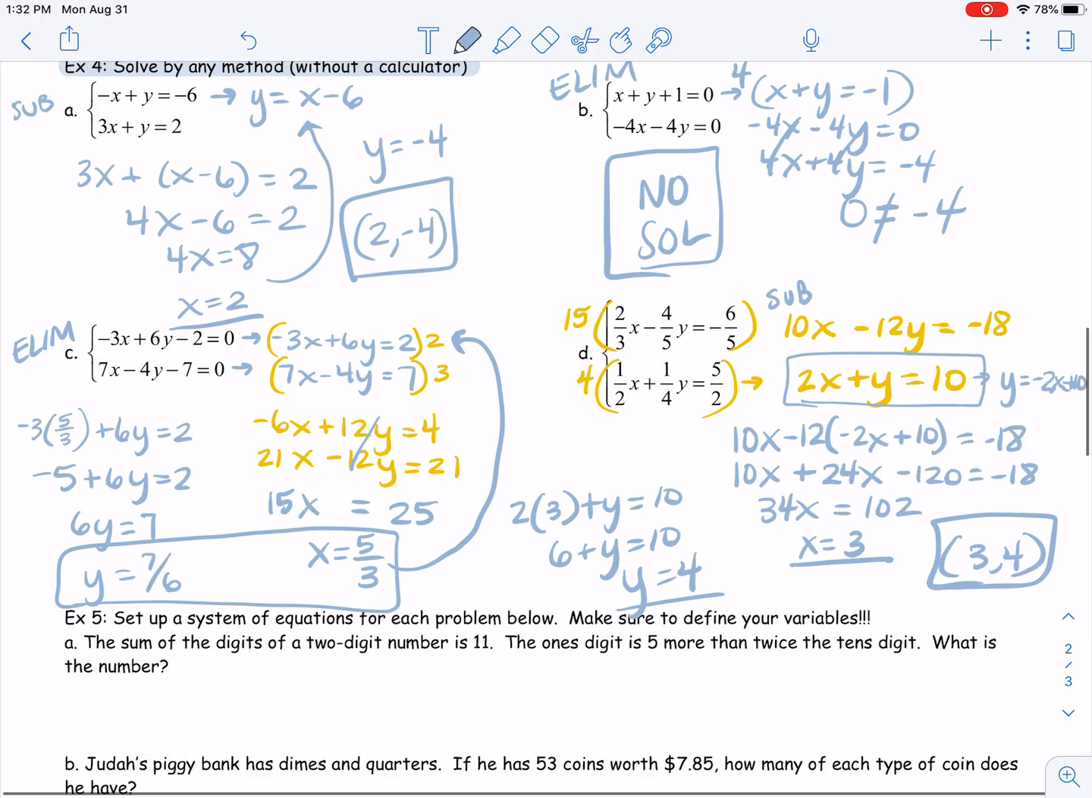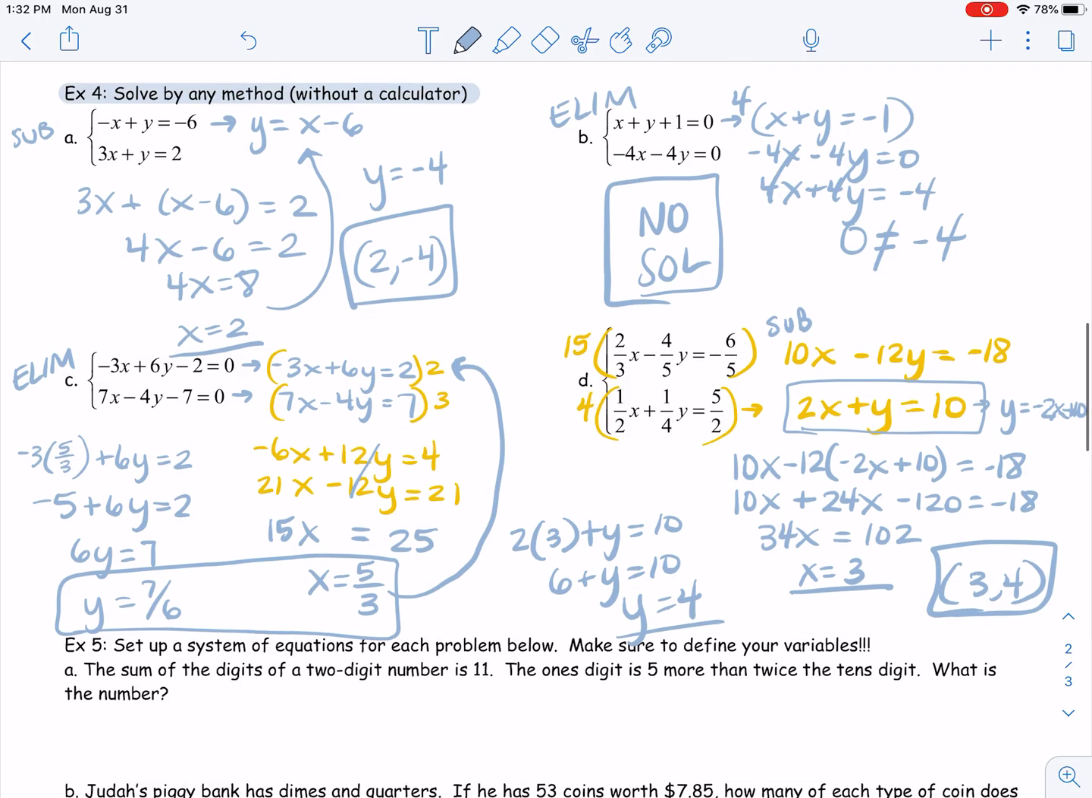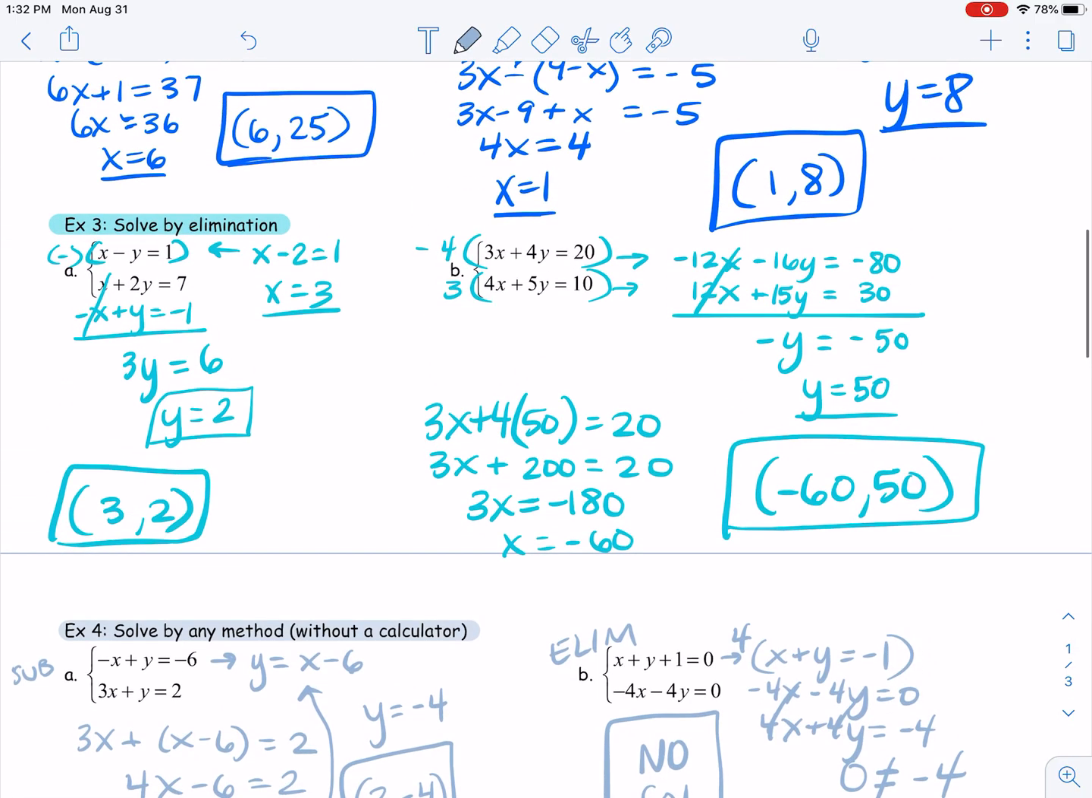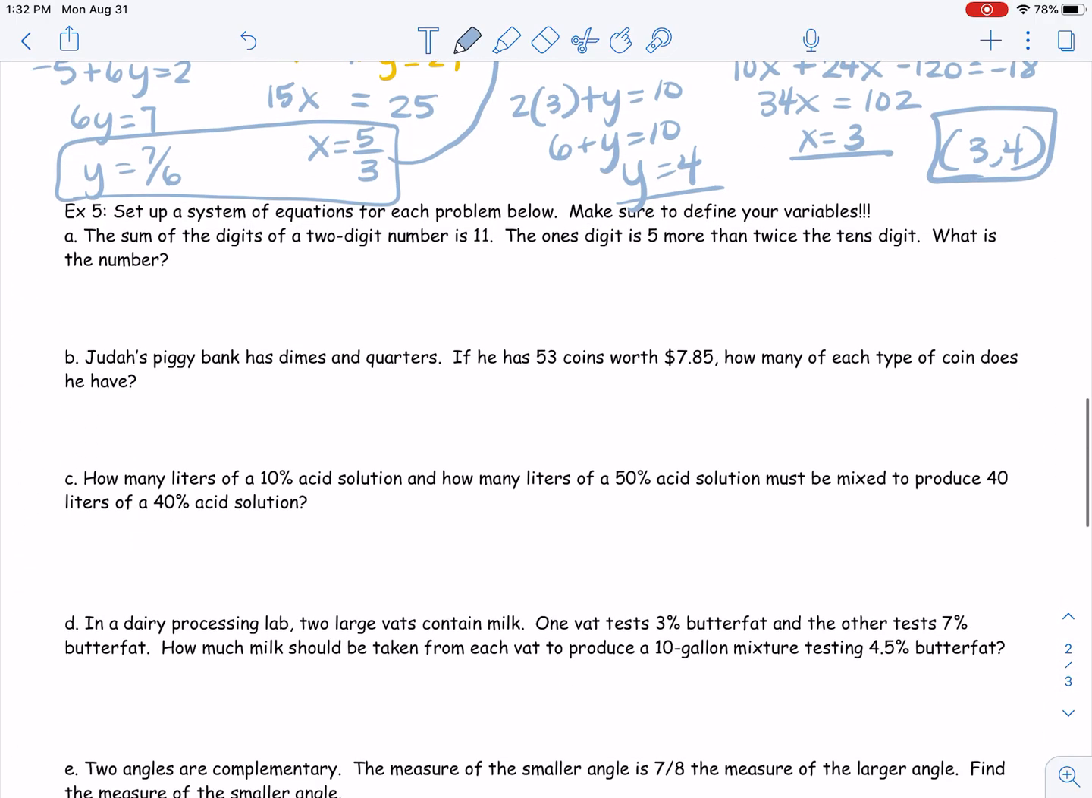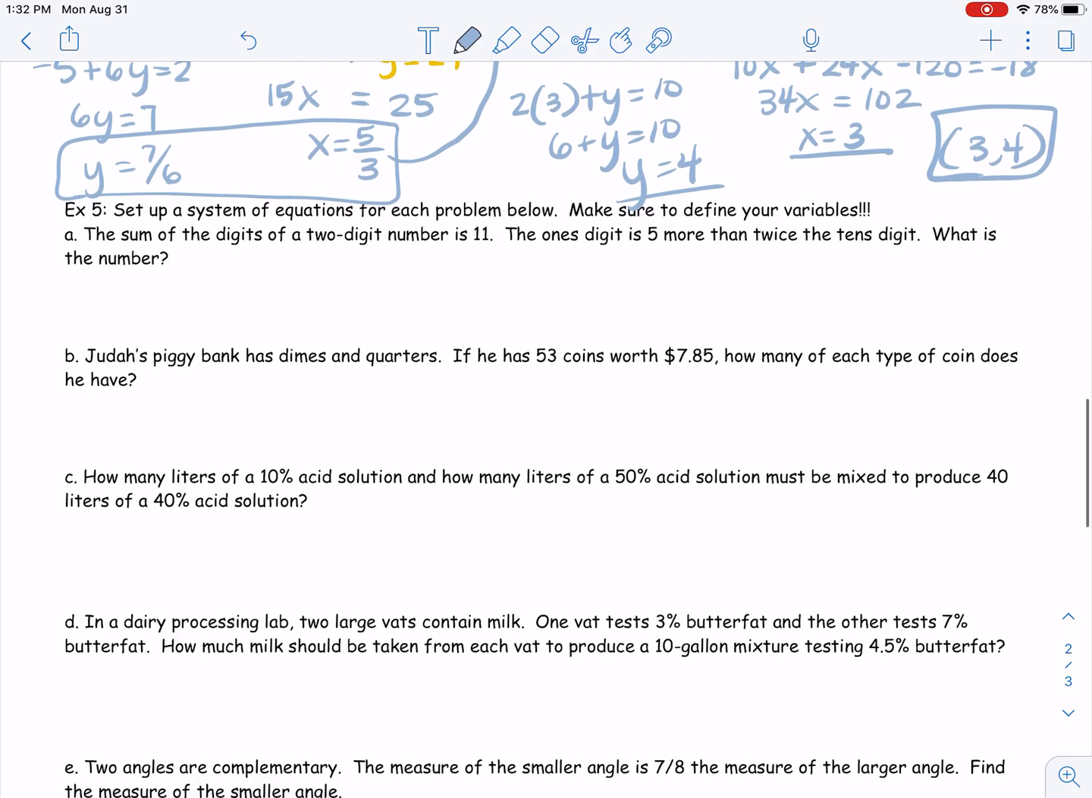Okay, sorry that got a little sloppy, but that's what happens when you get those fractions and it's not as easily set up as some of the ones up here. All right, and then example 5, I'm going to go ahead and highlight this.